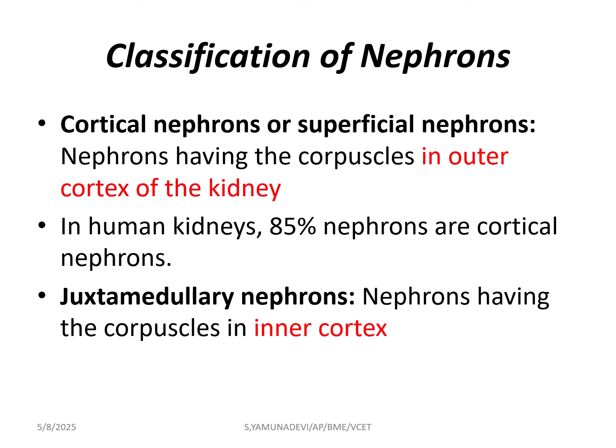Most of the functions happen there, and the absorption process happens there. Mainly the nephrons are classified into outer cortex and inner cortex nephrons. The nephrons in the outer cortex are called superficial nephrons, and most of the nephrons have corpuscles in the outer cortex of the kidney. Around 80 to 85% of the nephrons are cortical nephrons, and the juxtamedullary nephrons are present inside the cortex.